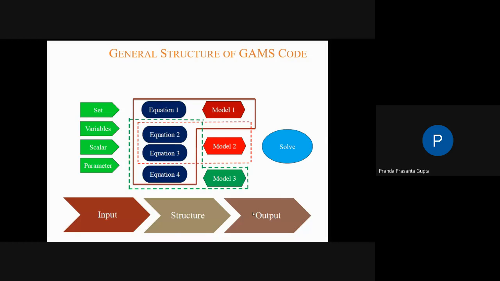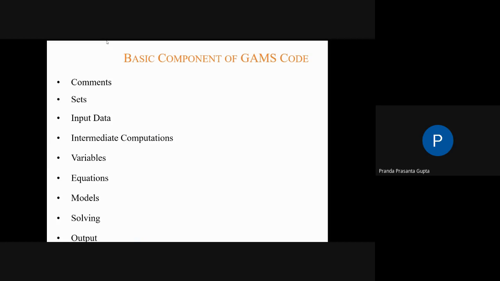When we are taking any problem, whether it is a mathematical problem, linear programming, economic dispatch or unit commitment, whatever problem we are taking, we have to follow this instruction. And this is the general procedure of GAMS code. Now, the basic components of GAMS code are: comment, then sets, then data. We have to take some data. Data means maximum data, load data, generation data, or coefficient data. Then we have the variables. We have to define some variables, then equations, then models, then the solver you are using, and then output. Okay. So these are the basic components of GAMS code.